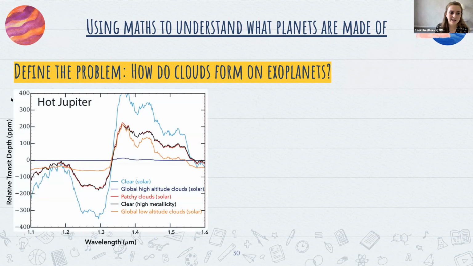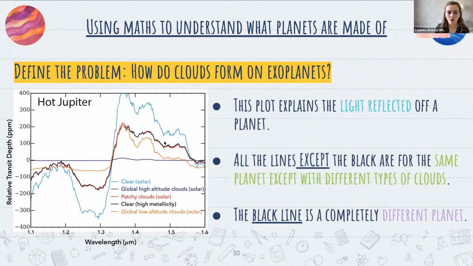So this is a real plot from a paper that I was looking at, and don't worry too much about exactly what this relative transit depth is. All I really want you to pay attention to is that each of these lines is a spectra for a planet, okay? And actually all of the lines except for this black line, so the light blue, the red, the orange, and this flat purple one, they're all the same planet, except we've changed the clouds. So we've imagined that this light blue line has no clouds, and this is what the spectra will look like for no clouds.